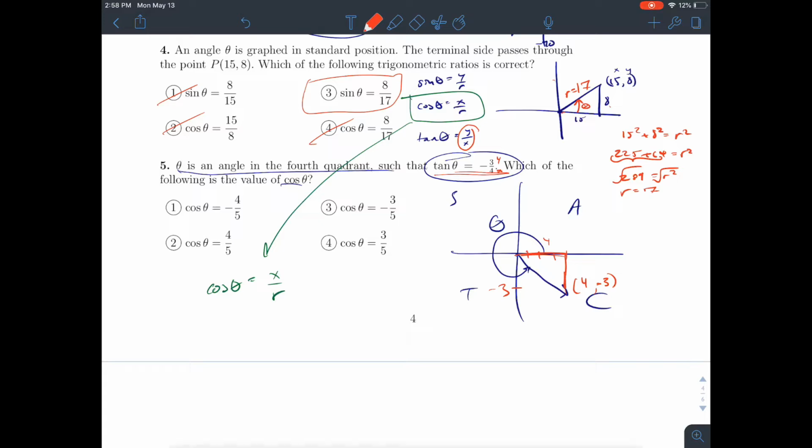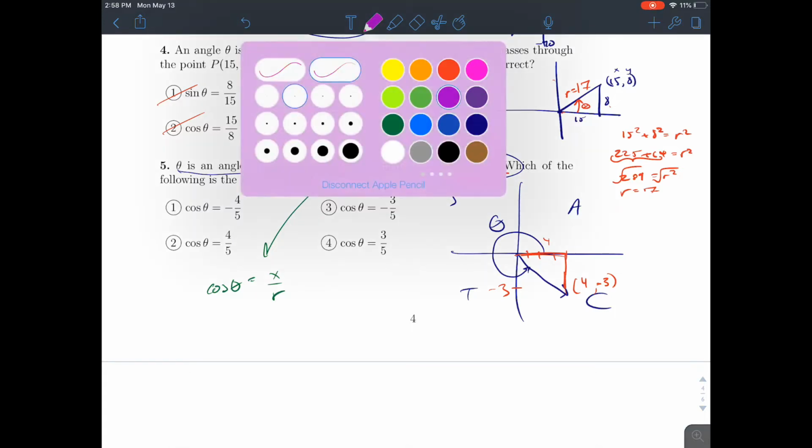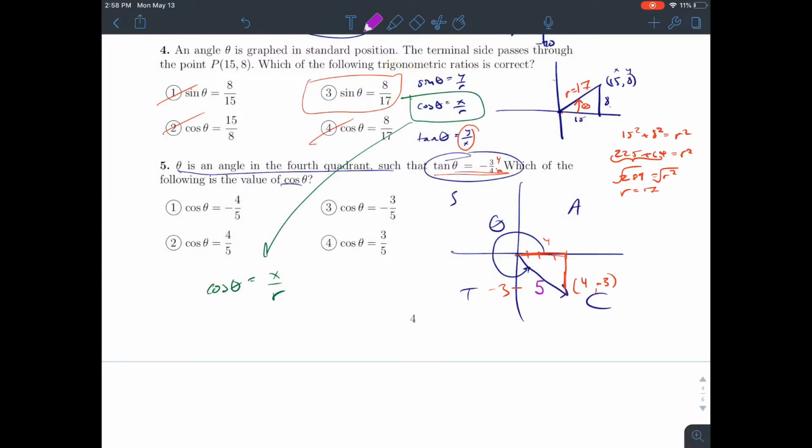So lastly, to find r, we do the Pythagorean theorem again, and skipping that step, you'll find that the Pythagorean theorem leaves you with 5 for r. So since cosine is x over r, we'll have 4 over 5. Cosine is positive, so we're left with choice 2.